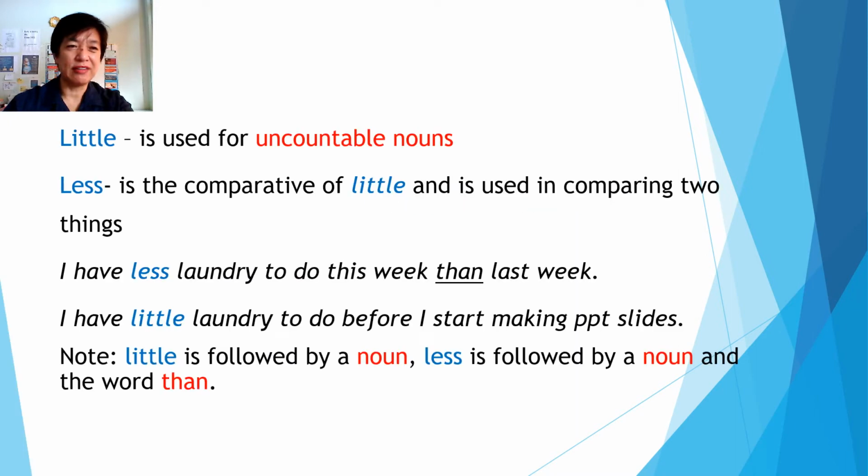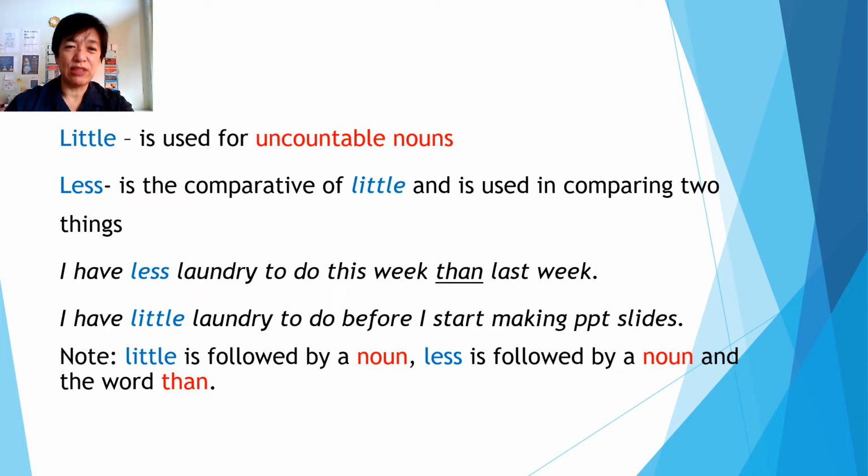Here you go. Little, as we mentioned earlier, is used for uncountable nouns. Now, less is the comparative of little and is used in comparing two things. Let's have a look. I have less laundry to do this week than last week. I have little laundry to do before I start making PowerPoint slides. So note that little is followed by a noun, but less is followed by a noun and the word than.